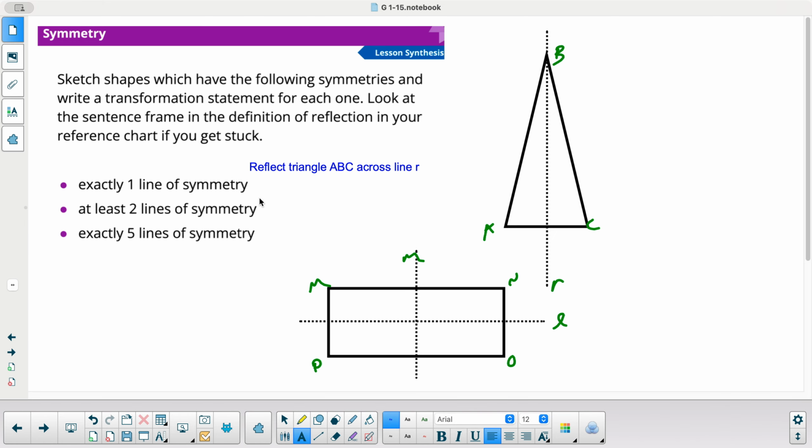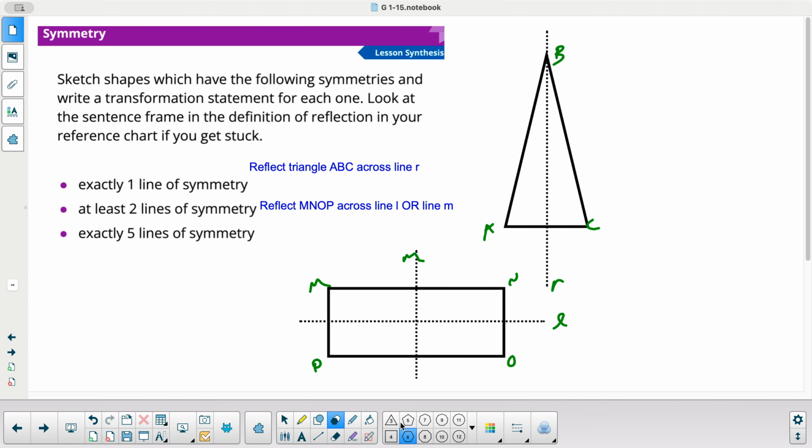So for this one, I would say reflect MNOP across line L, or line M. Five lines of symmetry would be some sort of regular pentagon type of shape. Probably be the easiest. So there's that one.